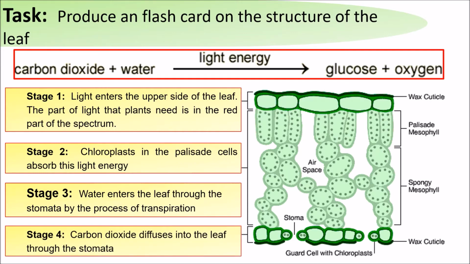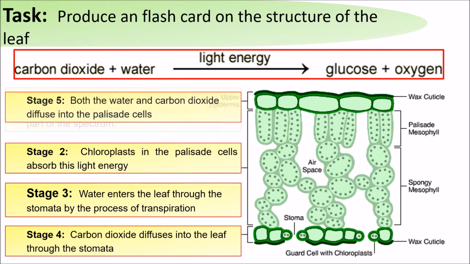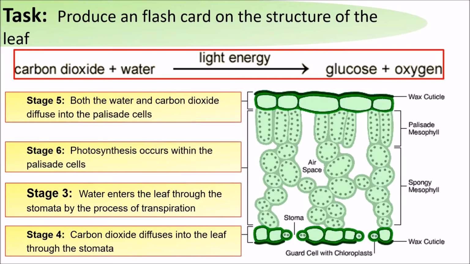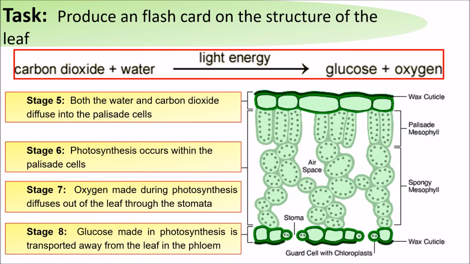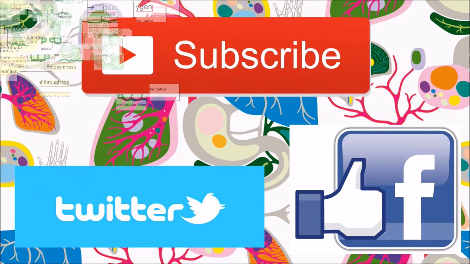Carbon dioxide diffuses into the leaf through the stomata. Both water and carbon dioxide diffuse into the palisade cells, where photosynthesis occurs. The oxygen that is made during photosynthesis diffuses back out into the air spaces and out of the leaf. Glucose made in photosynthesis is transported away from the leaf in the phloem.